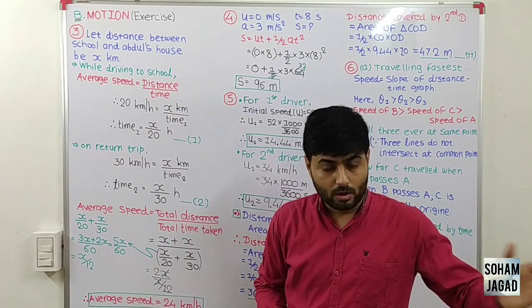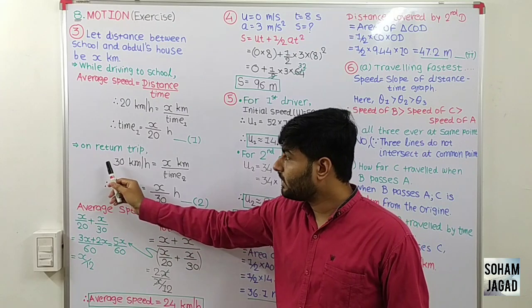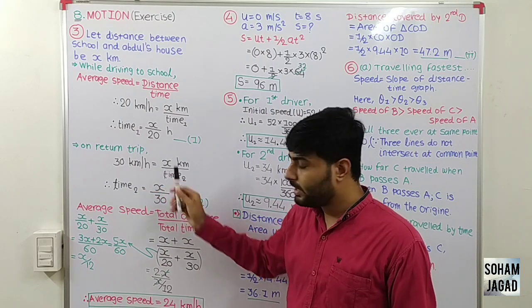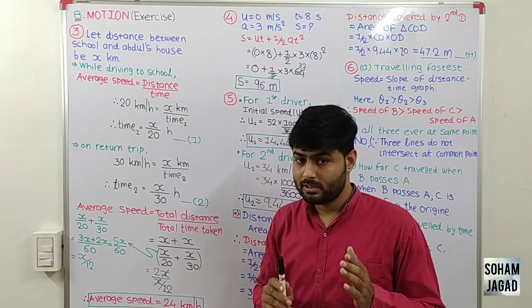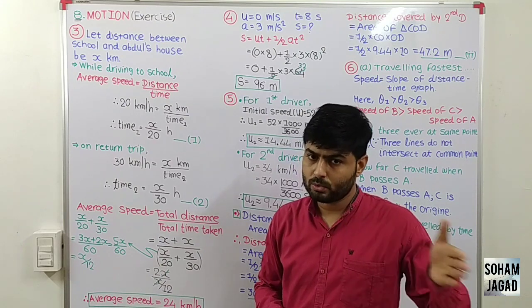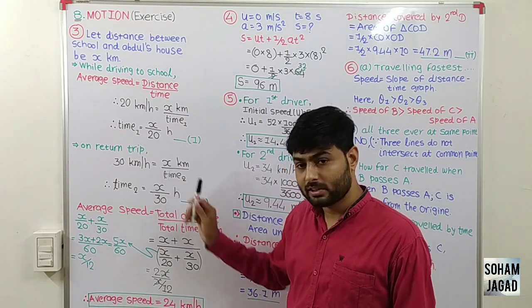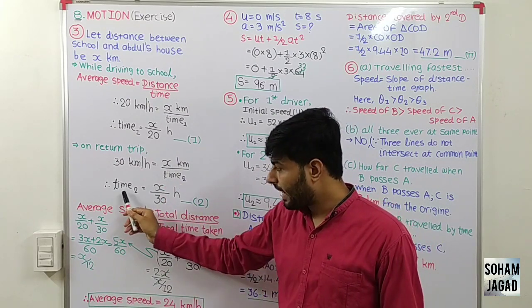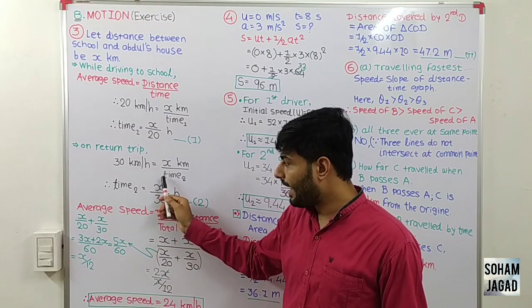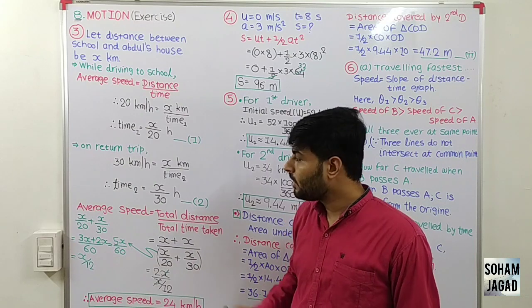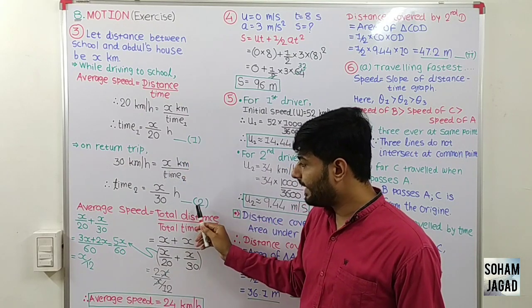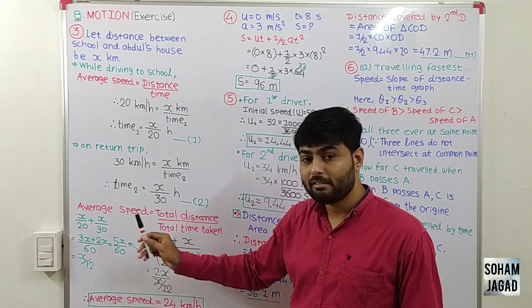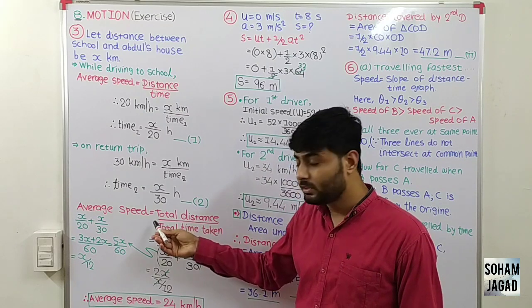Similarly, from school to home he has an average speed of 30 km per hour. So average speed is equal to distance divided by time. What is the distance? Distance is the same in both cases, from home to school or school to home, that will be x kilometer. So I write x divided by time 2. Making time 2 the subject, time 2 is equal to x divided by 30. So I get equation number 1 and equation number 2 for the two times. Now I have the data ready to put in the main equation.